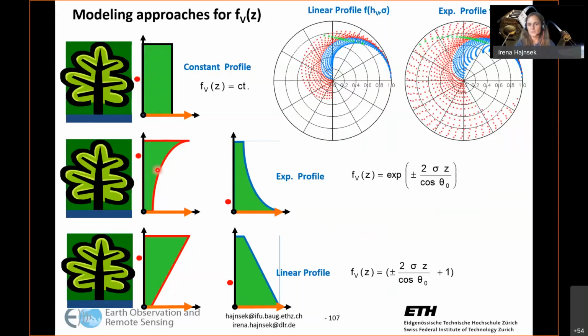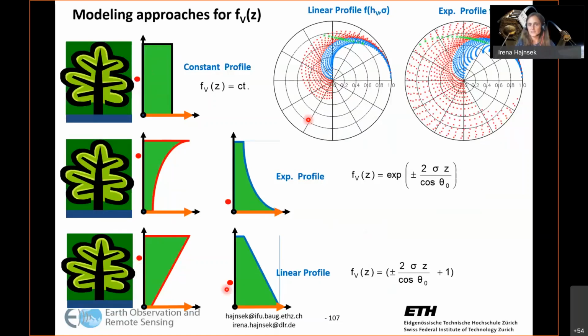If we do the opposite, an exponential decay on the other side, where we have more contribution from the ground and less contribution from the volume on top, then you see that the interferometric phase center point would drop down. And here we also have a linear one. Again, this is a little bit on the upper part. And if you go to the opposite ones, you see it going a little bit down.